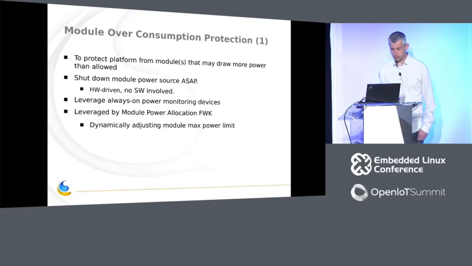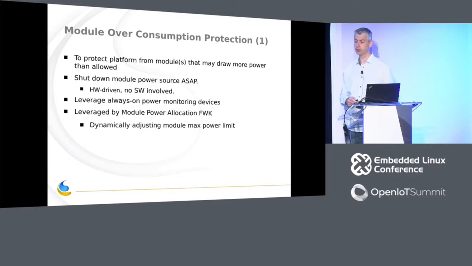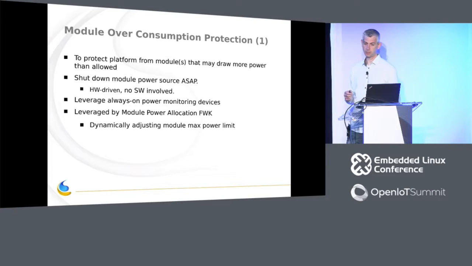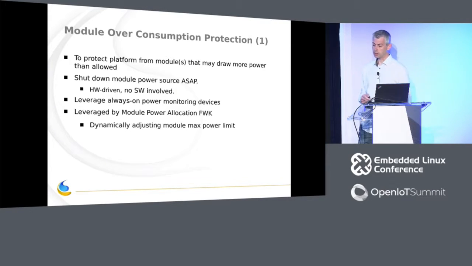A little bit related to the module power allocation framework is the module overconsumption protection. We want to protect the frame, the endoskeleton, from a malfunctioning module or from some bad usage. So the idea is to implement a hardware shutdown that could, as soon as possible, power down a module that would exceed the allowed power budget it was allocated. And this is all done by hardware without software intervention, for safety reasons. And the threshold of this overconsumption protection is not a fixed threshold. It's the one defined by the module power allocation framework. So dynamically, we will adjust the shutdown threshold.